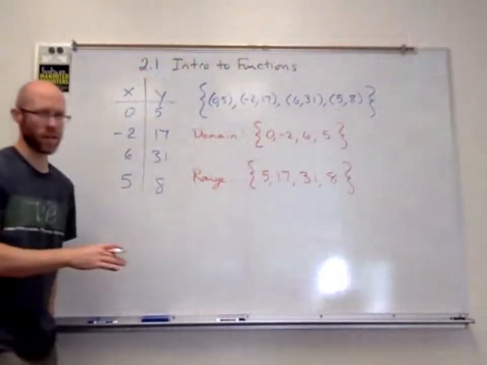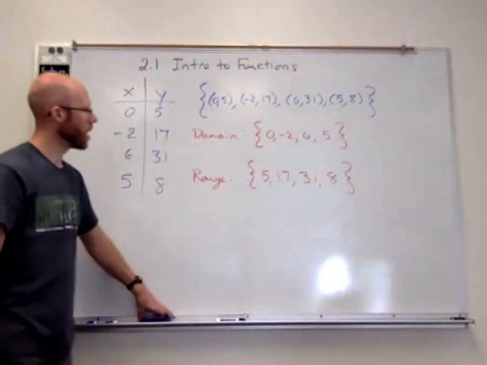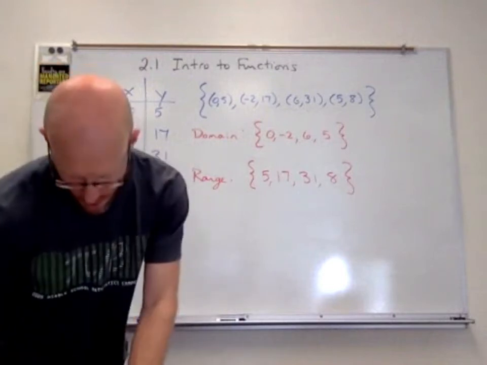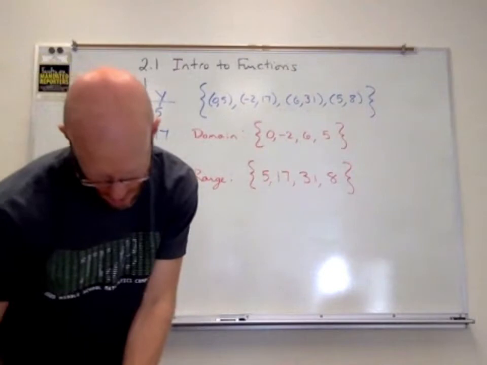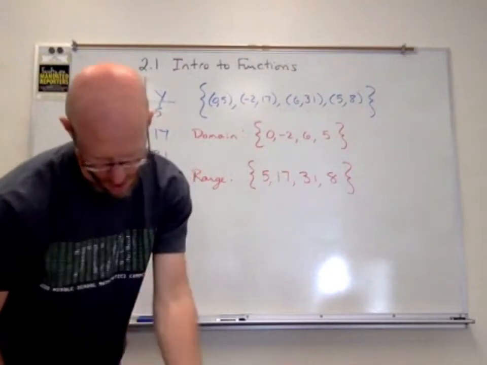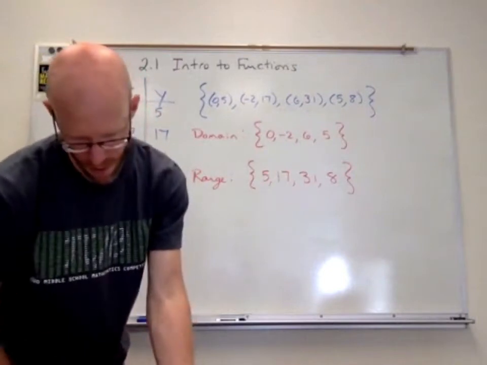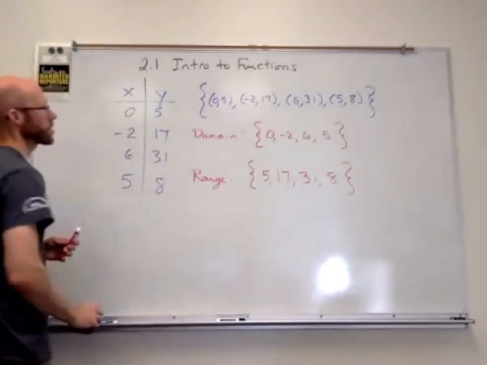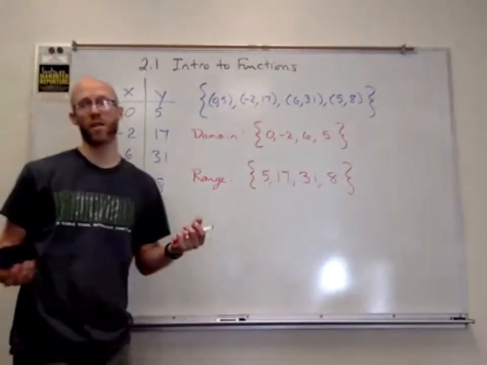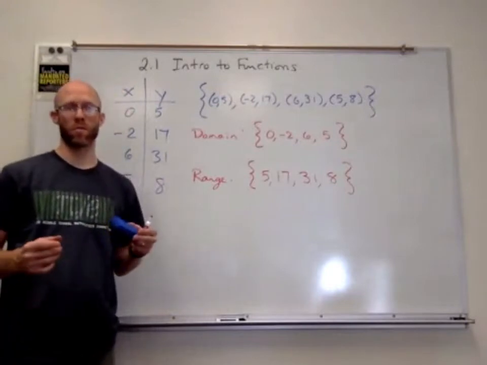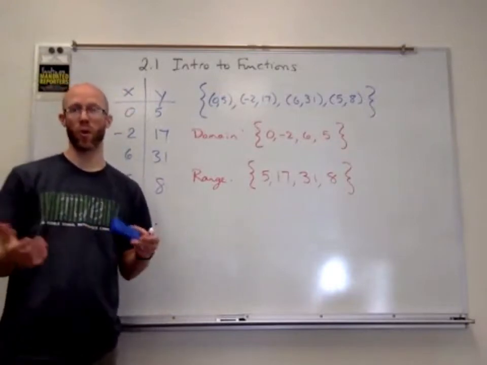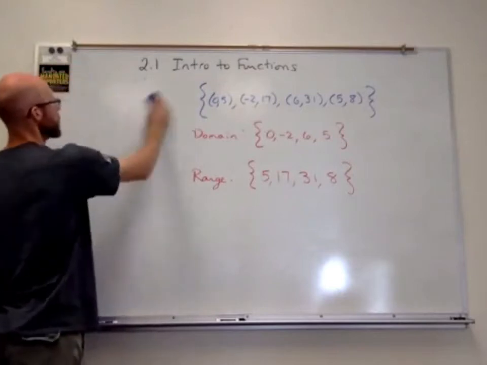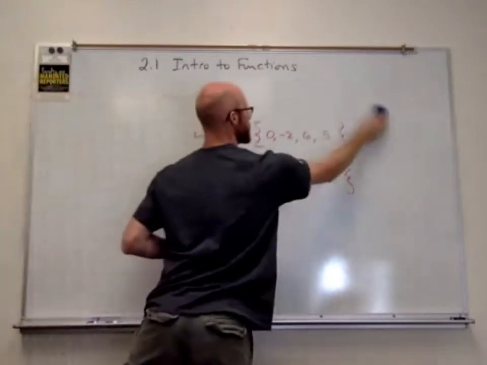So there's our domain and range in this particular example. What else do I have here? I should probably define what a function is. Oh, actually, I'll give you another example using an equation. So another way to represent relations and functions is with an equation. Let me write one of those up here. Stick with kind of an easier one.